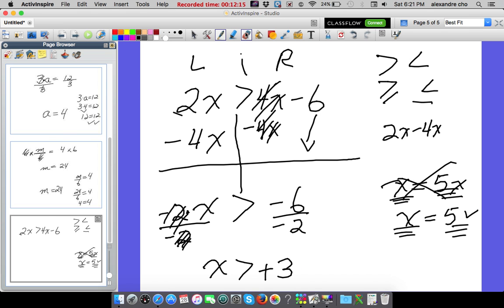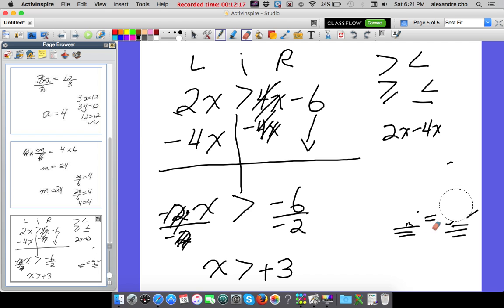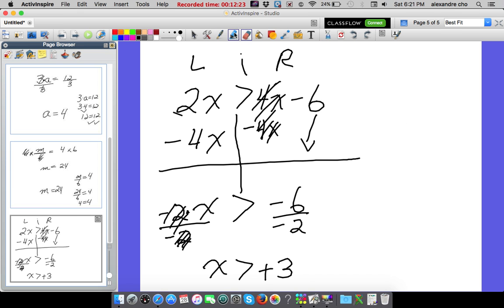You're not done with your answer because you're asked to graph this. Now, the difference with an equation. Let me give you an example here. X plus 5 equals 7. There's only one number in the world that makes that statement true, which is 2. 2 plus 5 equals 7. In this case, x can be anything greater than 3.